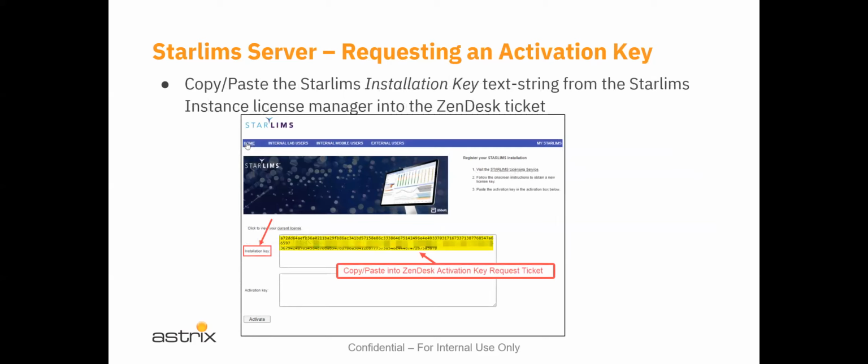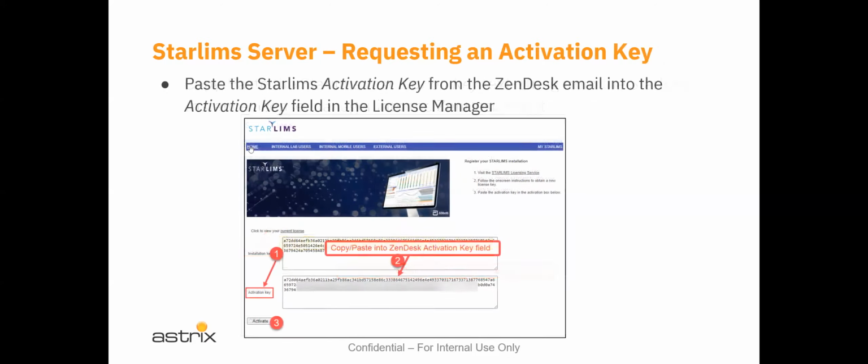Here's an example of how that works. So this is an outcut of the register.aspx screen, and we would show here the installation key, which is a hash key in this upper pane of the installation system. You'd copy that number out and you paste it into the Zendesk activation key request ticket. And off it goes. You send it off. Then they come back with an activation key in the Zendesk email. And we cut that out from the email and you paste it into the lower pane, the activation key section. And then you click activate.